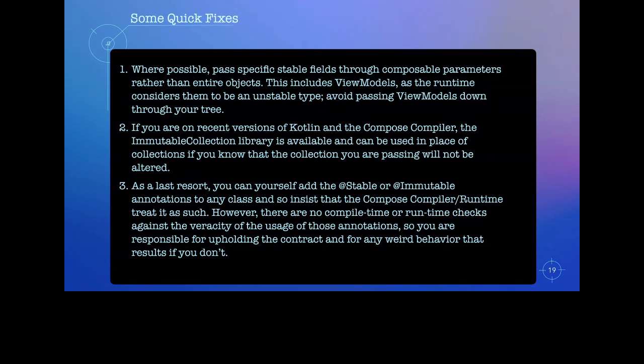As mentioned earlier, if you're on recent versions of Kotlin and the Compose compiler, I think the former requires 1.6 point something, and the latter maybe requires 1.3, the immutable collection library is available as an alternative to the regular collections library if you know that you are not going to be changing the elements of a list, set, map, whatever. And then as a last resort, you can yourself explicitly add the @Stable or @Immutable annotations to any class and insist that the Compose compiler or runtime treat it as such. However, there are no compile time or runtime checks against the veracity of the usage of those annotations. So you're on the hook for upholding that contract and for any weird behavior that might result if you don't.